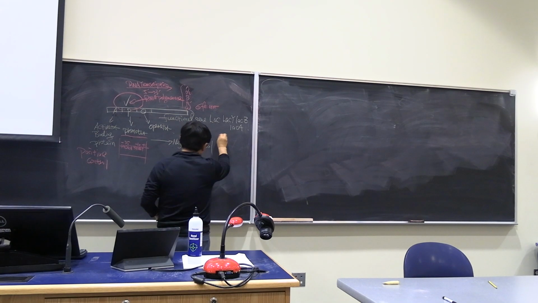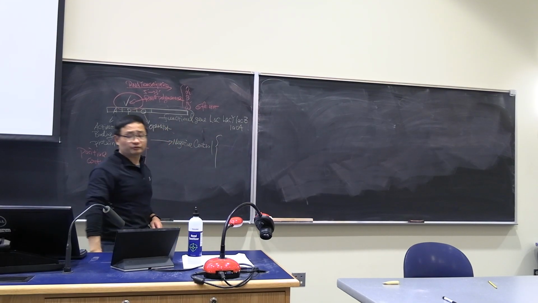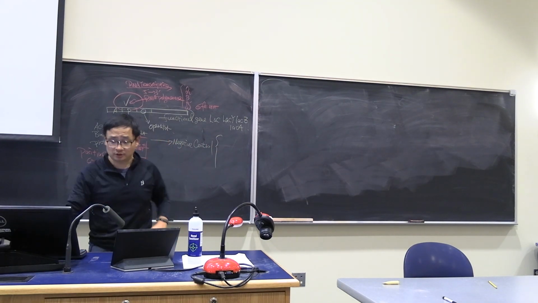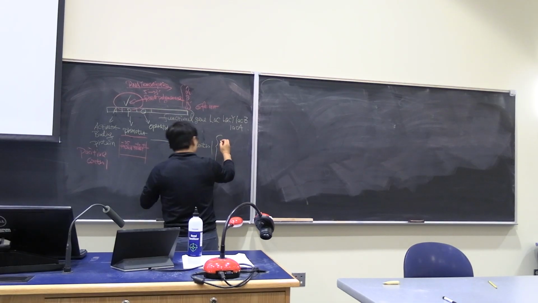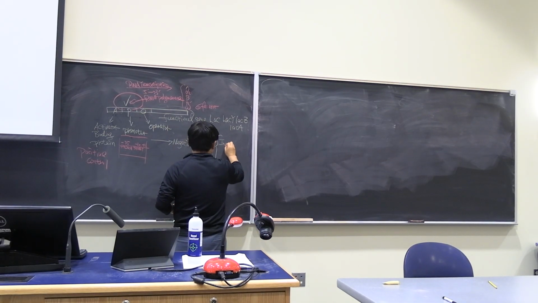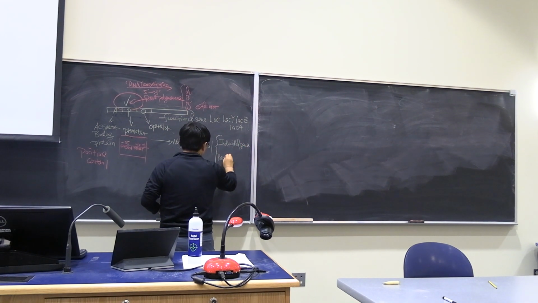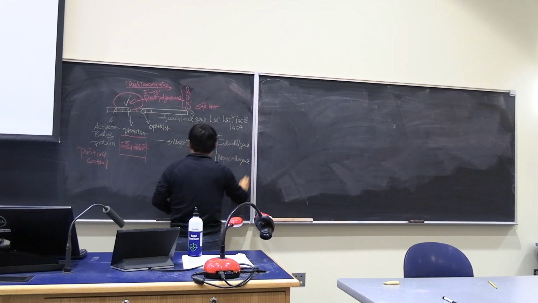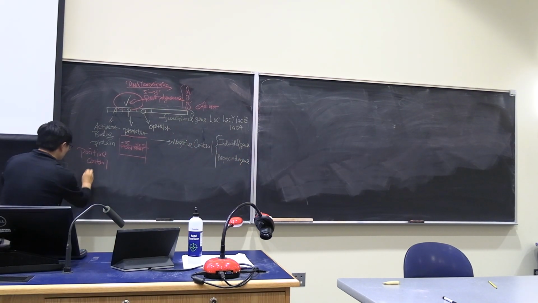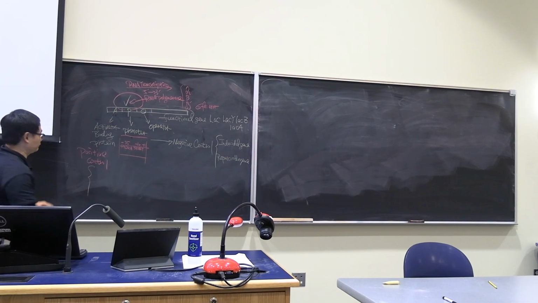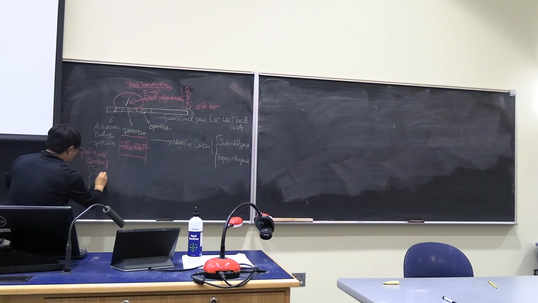Now, negative control, there are two different categories. Right there you can see. It's going to be negative control with inducible gene or with repressible gene. And the positive control also has two categories. It's very similar, which is inducible and repressible.